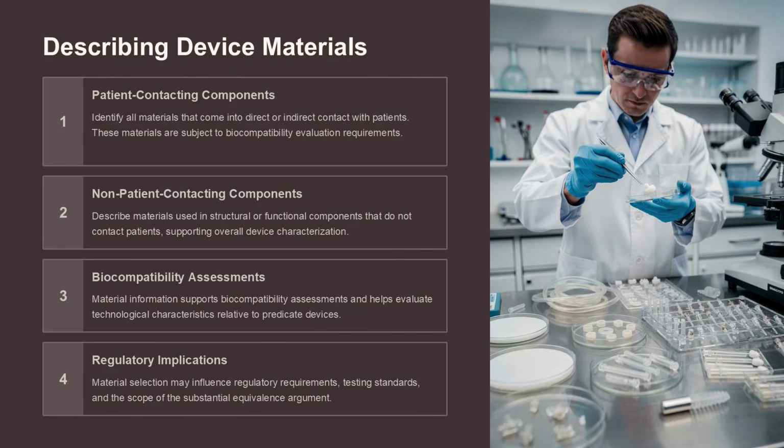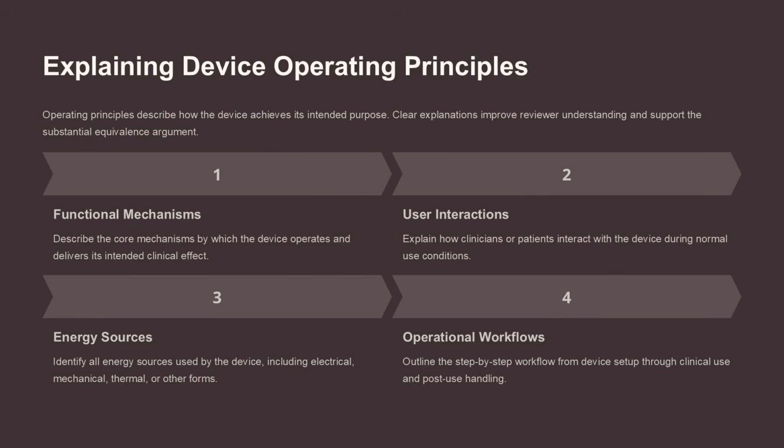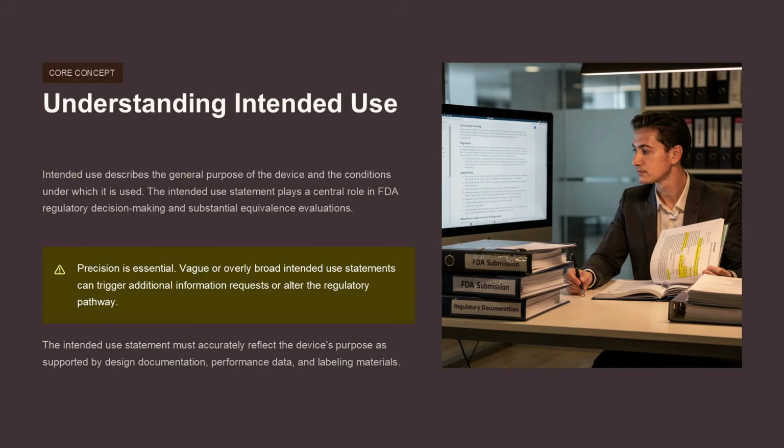Describing device materials involves identifying patient-contacting components, biocompatibility assessments, and regulatory implications. Operating principles explain how a device achieves its intended purpose, covering functional mechanisms, user interactions, and energy sources. Understanding intended use is vital, as vague statements can lead to additional regulatory questions. Precision in these statements is crucial.